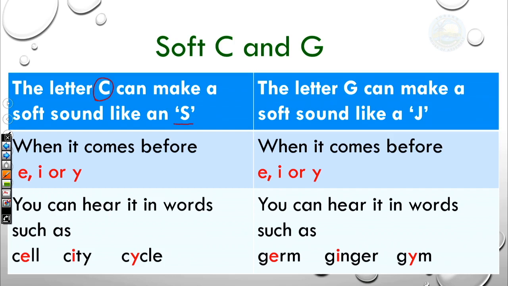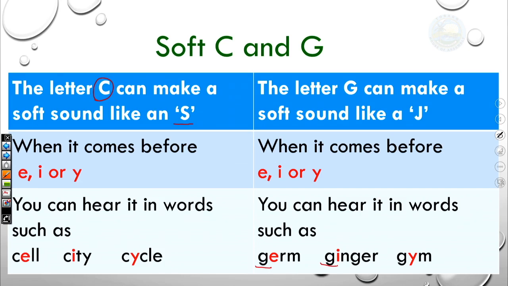The letter G is here, but it is giving the J sound, germ. Then we have the word ginger. Let me say it again, ginger. Are you hearing a J sound at the beginning of this word, ginger? The word is ginger. Are we hearing the J sound? This G is giving the J sound. So therefore, it is the soft G.